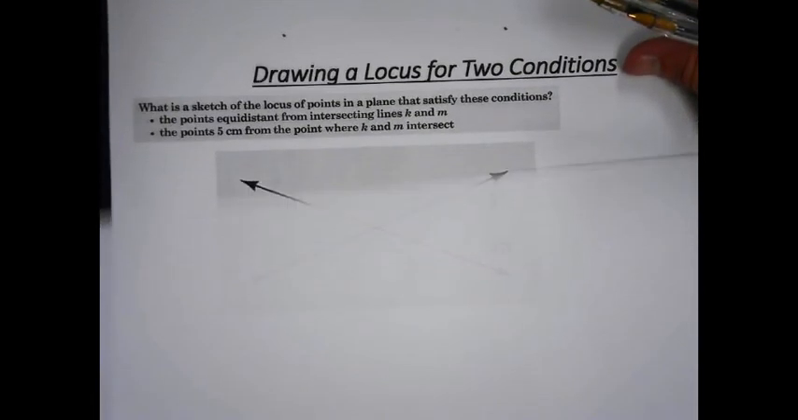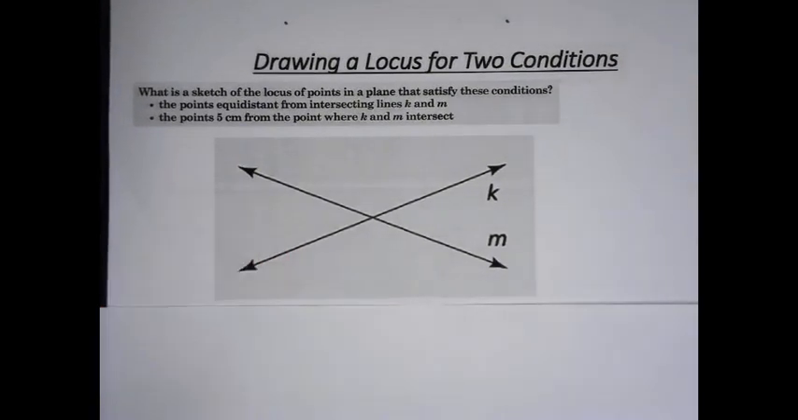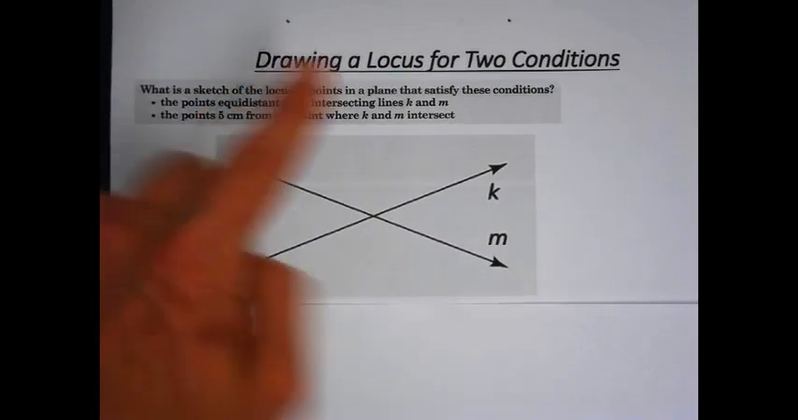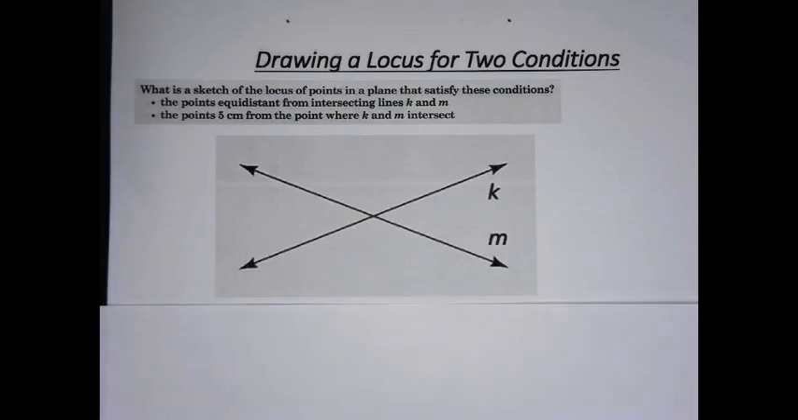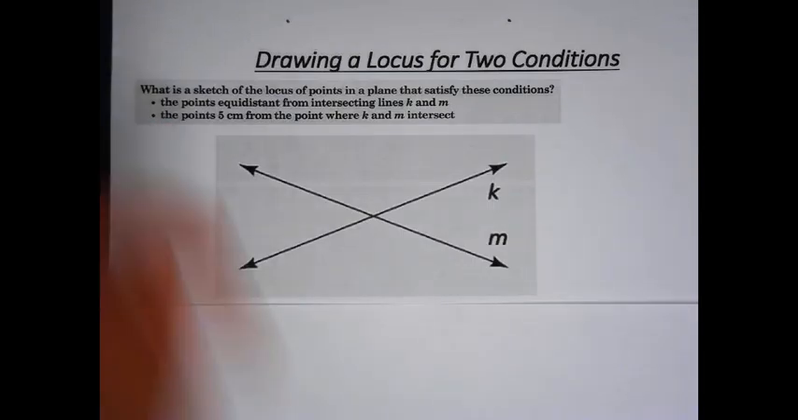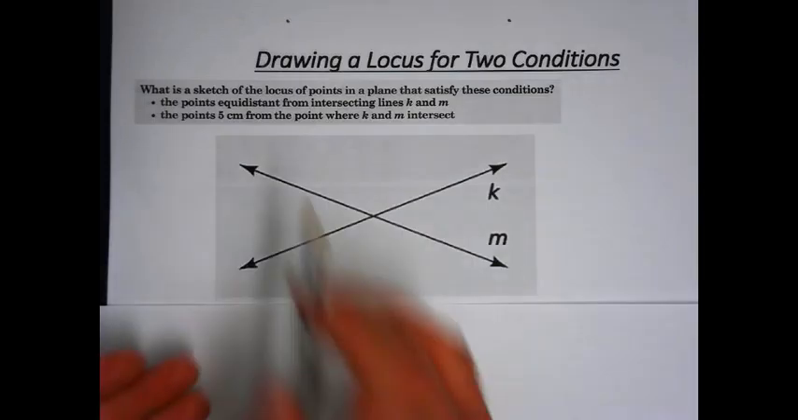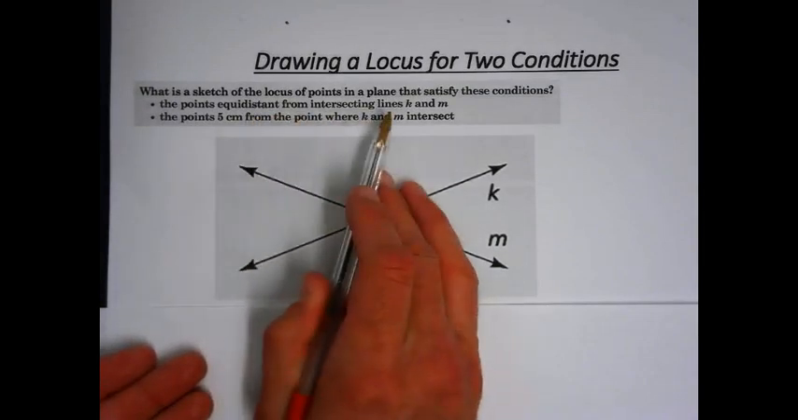So we'll start with this diagram of two intersecting lines, K and M. And what we're going to do is figure out what is the locus that meets these two conditions. Equidistant from these intersecting lines, that's condition 1, and then also 5 centimeters from their point of intersection, condition 2. Now, if you can't visualize this, and you might not be able to because it's rather challenging, well then let's start from the basics. Let's go with equidistant from intersecting lines K and M.